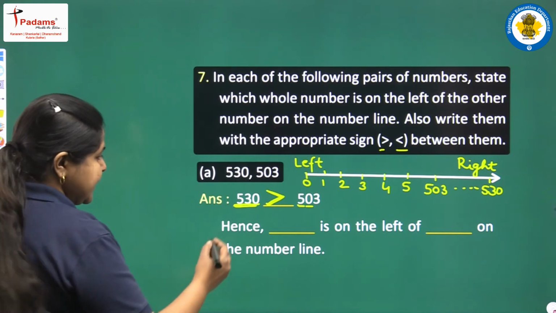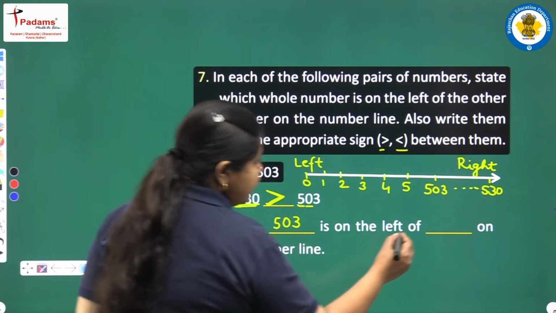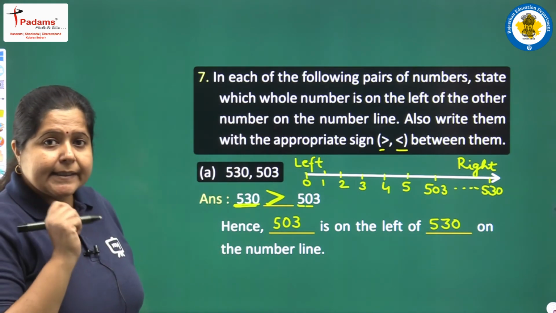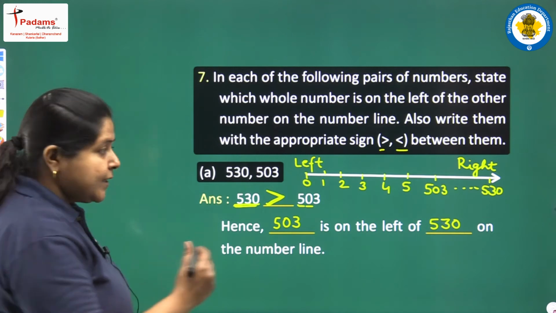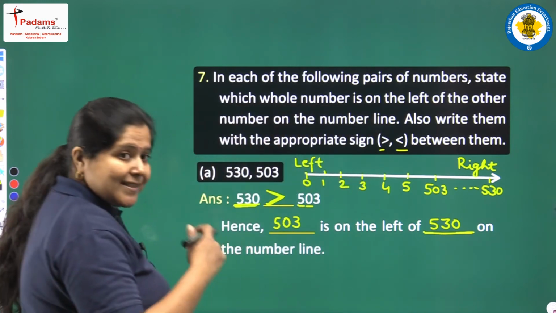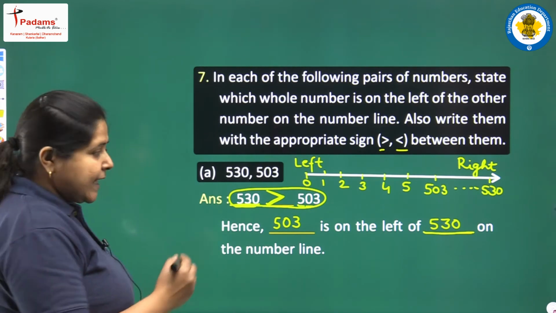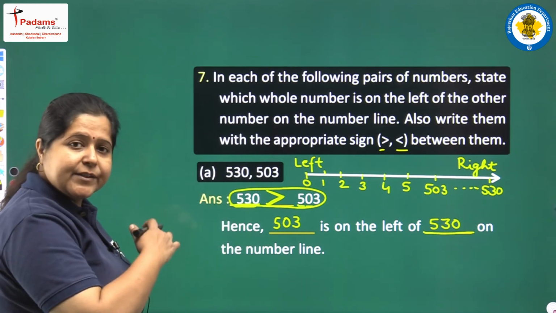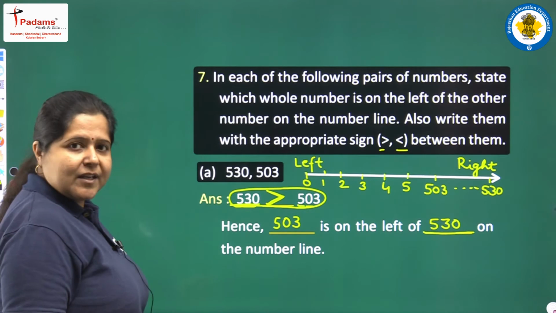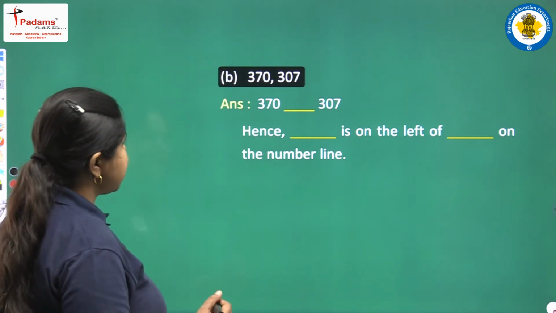So, we say that hence 503 is on the left of 530 on the number line. This means that the number which is smaller will be to the left on the number line than compared to the number which is greater. Of these two numbers, we are talking about these two numbers. I hope it is clear that 503 is smaller, so it will lie to the left, and 530 is greater, so it will lie on the right side of the number line relative to each other. We take up more questions of this type.